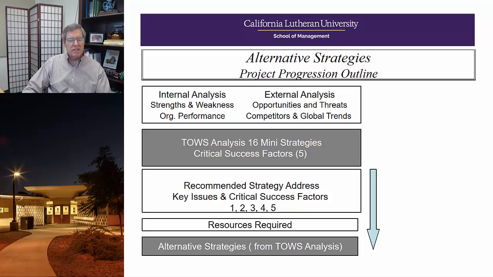And then alternative strategies are very important. If you go in front of a board meeting and the board doesn't like your suggested strategy, you always have to have an alternative strategy. So where does this come from? When you've gone through this whole strategic process, the TOWS analysis identifies 16 mini strategies from which you developed your 5 critical success factors. So for an alternative strategy, you would go back to the TOWS analysis and look at those 16 mini strategies and from those develop your alternative strategies. So these should be part of your strategic plan.